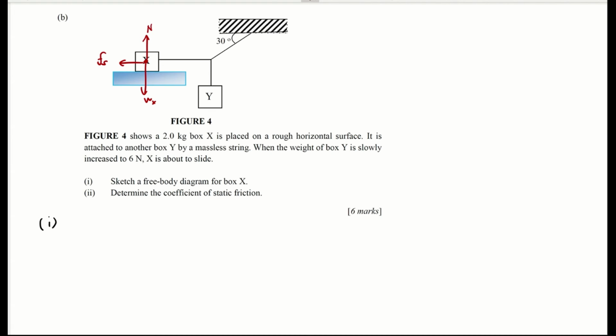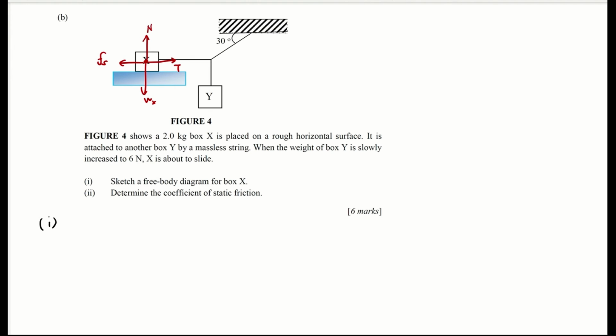Okay, macam mana kita nak tahu static frictional force tu ke mana? So we just imagine if the weight of box Y increase, so box X will start to move to the right. Okay, means that the static frictional force should be to the left. Okay, and here we have T, okay, which is the string.